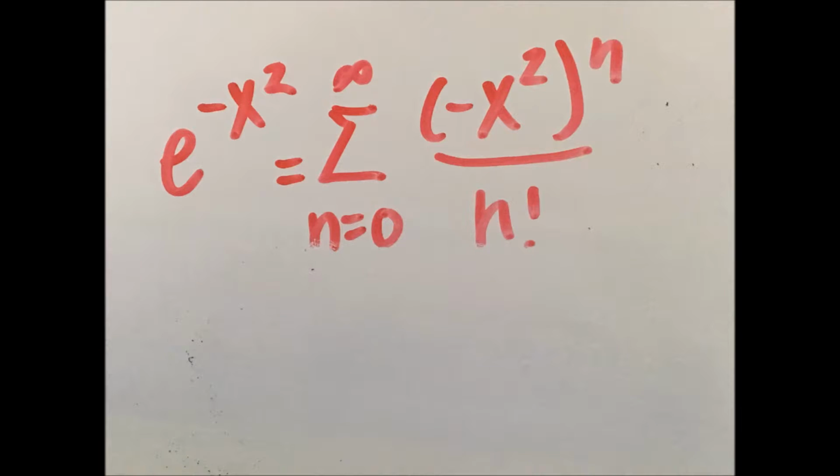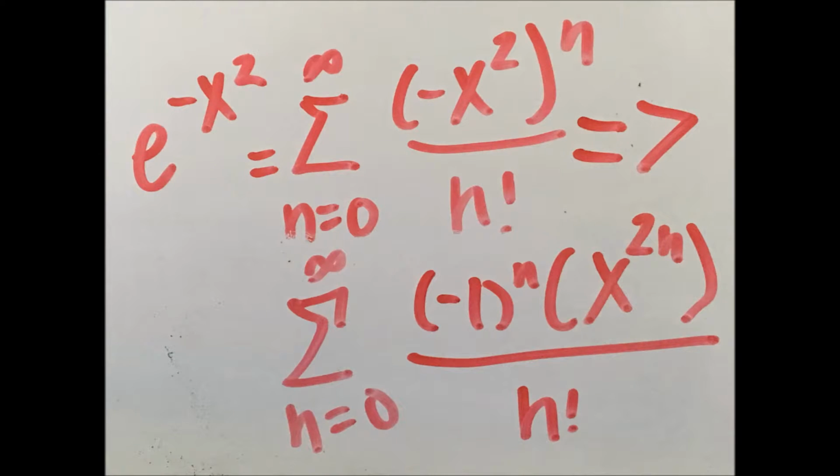We get negative x squared to the n all over n factorial. Simplifying gives us negative 1 to the n, which results from the negative x squared, times x to the 2n, because 2 and n can be multiplied according to exponential rules, all over n factorial. This is the general term of the function f. Since the problem asks for the general term of the Taylor series for f about x equals 0, we just leave the x as is.